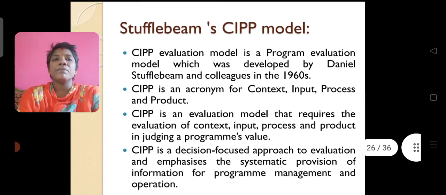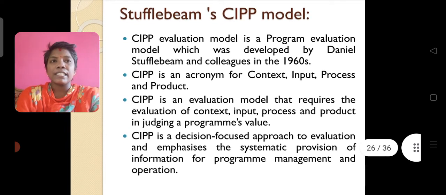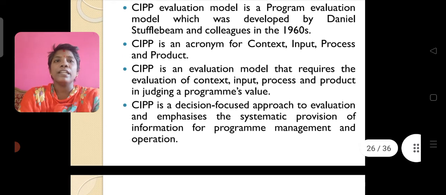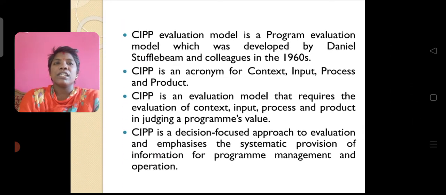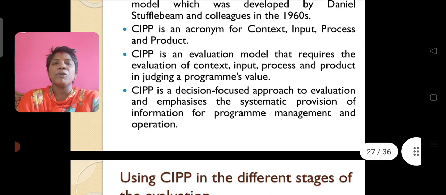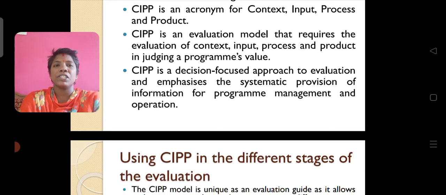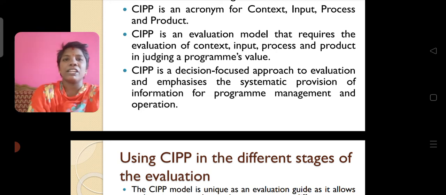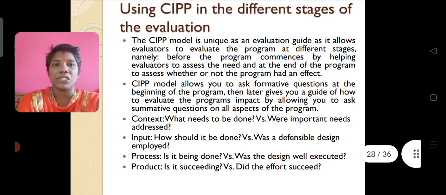Then Stufflebeam's CIPP model. CIPP means context, input, process and product. The CIPP evaluation model is a program evaluation model developed by Daniel Stufflebeam in 1960, an acronym for context, input, process and product. The decision-focused approach to evaluation emphasizes the systematic provision of information for program management and operation, using CIPP in different stages of the evaluation.